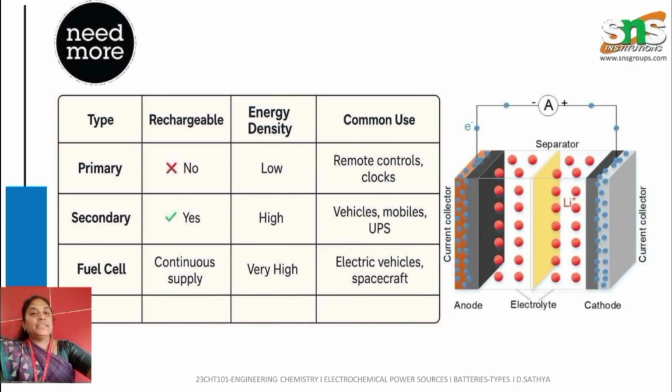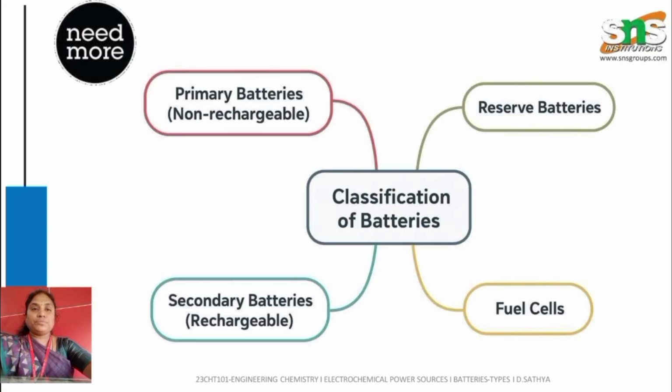So the primary battery is not rechargeable. The energy density is very low. It's commonly used in remotes, clocks, toys and so on. And the secondary battery is a rechargeable battery. The energy density will be very high. It's used in vehicles, mobiles and UPS etc. For UPS, we are using a lead acid battery, which is a rechargeable battery. And also the fuel cell. A fuel cell has a continuous supply. It's very high and used in electrical vehicles and spacecraft.